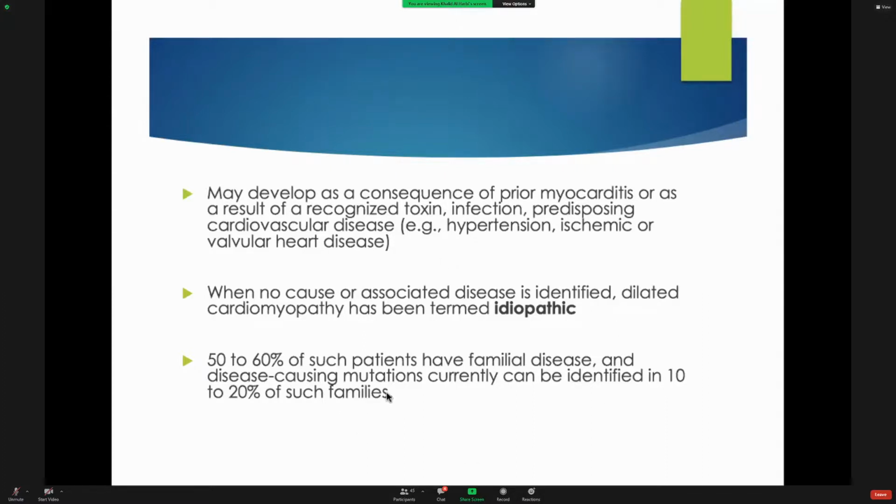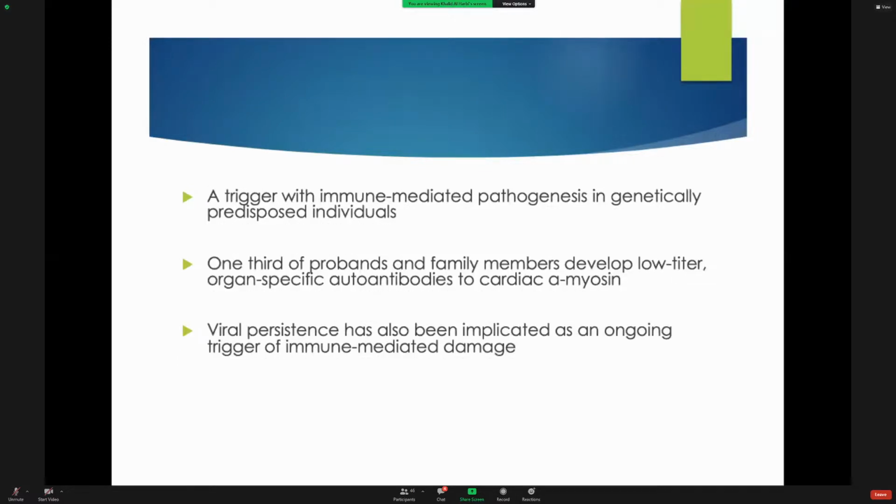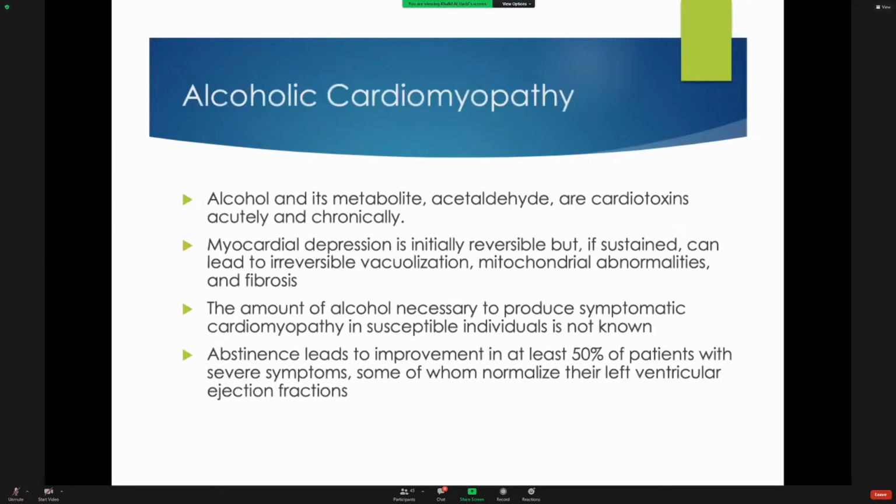50 to 60% of such patients have familial disease, and a causing mutation is identified in 10 to 20% of such families. So you have to look for familial disease also, and screen the other family members if you diagnose one patient with idiopathic dilated cardiomyopathy, because sometimes it can be familial. So I won't go into more detail on dilated cardiomyopathy.